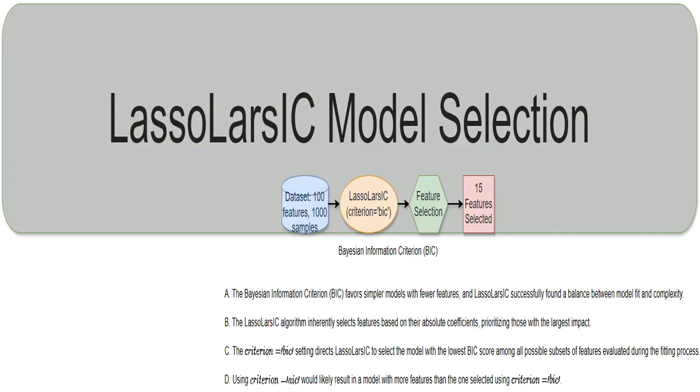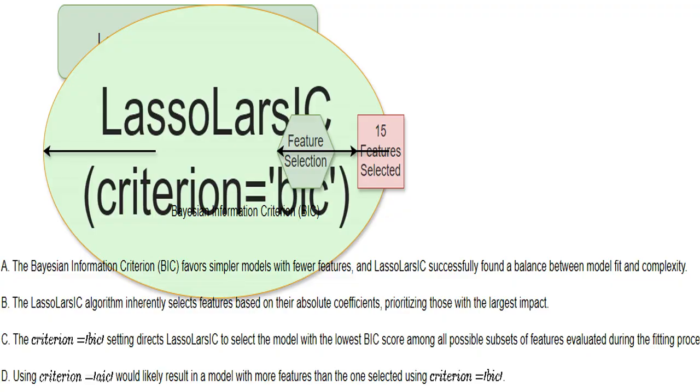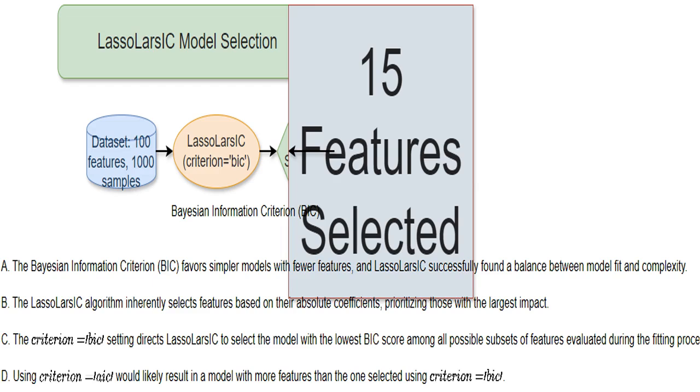I'm using LassoLarsIC, a scikit-learn tool, to pick the best features for a linear regression model. It's like choosing the most important ingredients for a recipe. After running LassoLarsIC, I selected only 15 out of 100 features. Think of it like choosing only 15 of 100 spices to make my dish. LassoLarsIC, guided by the Bayesian Information Criterion, BIC, decided that only 15 features were truly necessary. The rest are probably less important for the model.